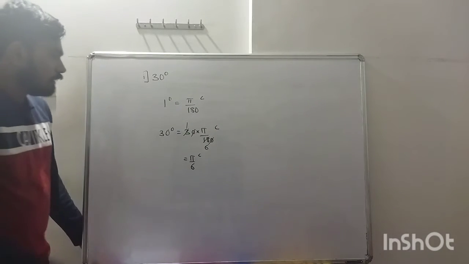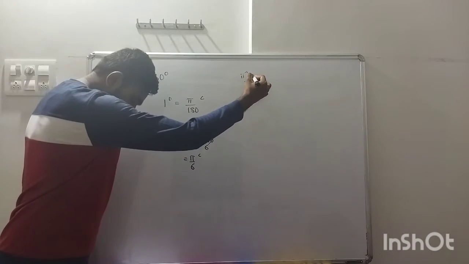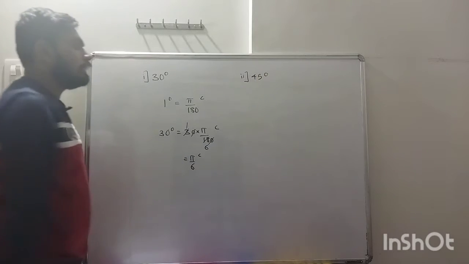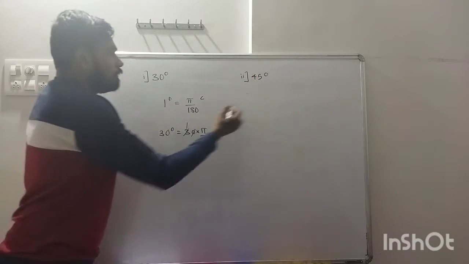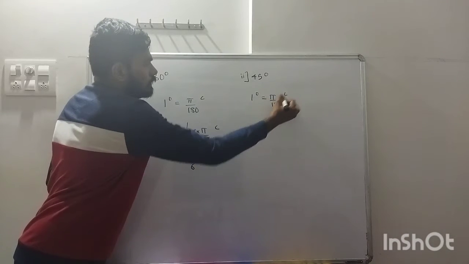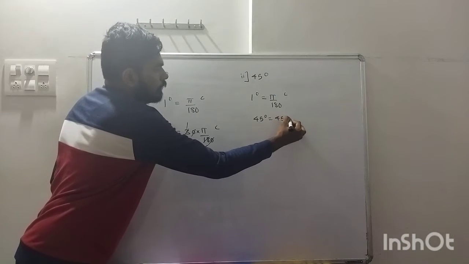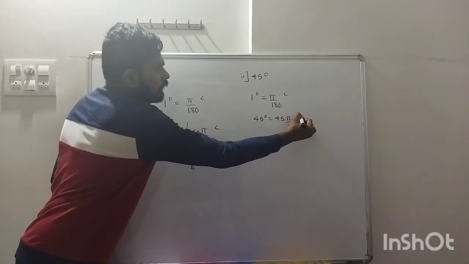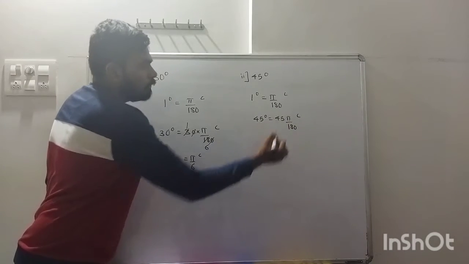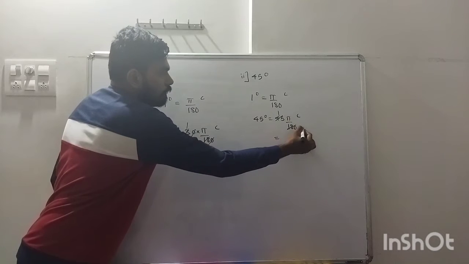Remember. Next, if I ask you to find it for 45 degrees, what will we get? See, again you put the formula: 1 degree is equal to pi upon 180 radians. So 45 degrees is equal to 45 pi upon 180 radians. Understood? Now if I cancel this, what do you get? 45 into 1 and 45 into 4.